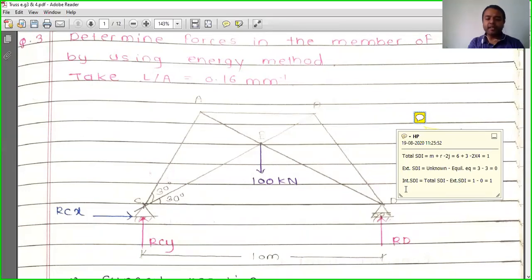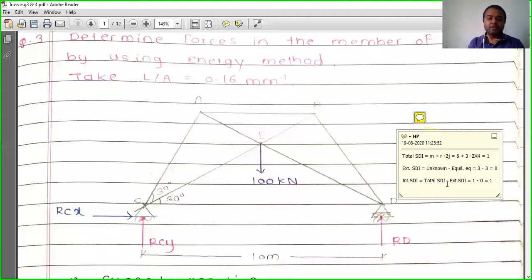So now we'll find internal SDI. Internal SDI is equal to total SDI minus external SDI. So here we are getting internal SDI equals to 1. It means the given structure is internally indeterminate by degree 1. So the given structure is internally indeterminate by degree 1.